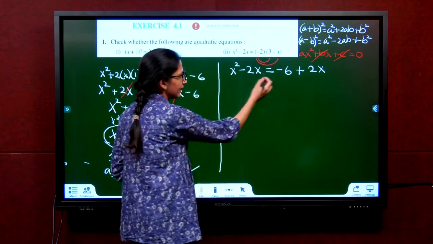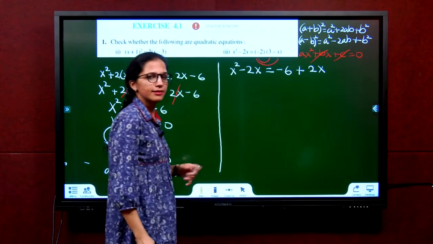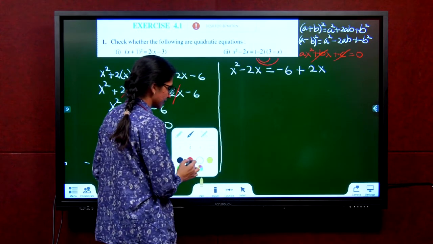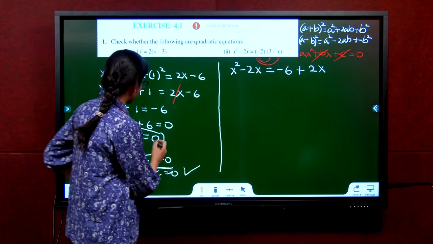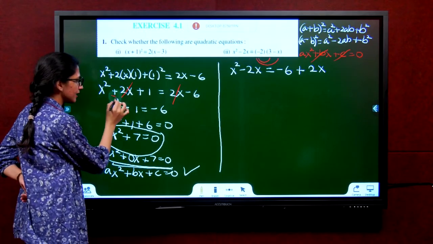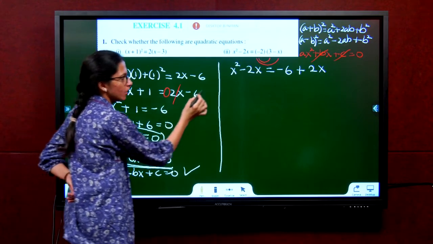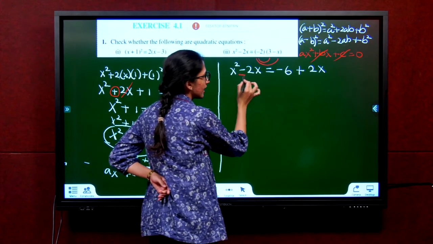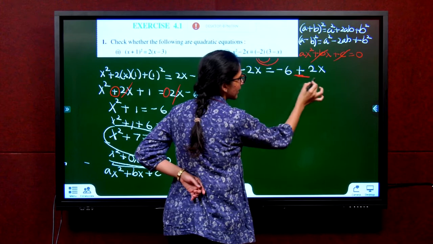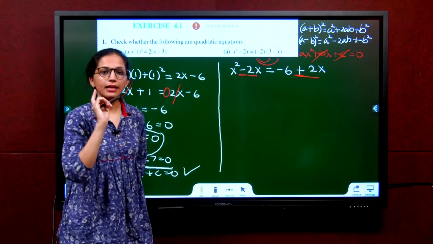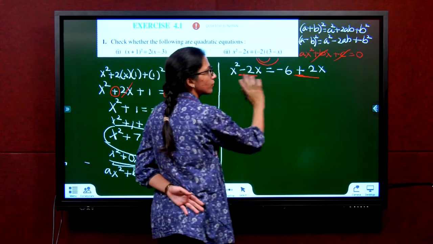Now, can I cancel minus 2x and plus 2x? Same term, no? No. Why can't you cancel? When I say same term, observe, here the sign is also the same. Here also it's plus. There is no negative sign. Look at the sign here. Negative sign, plus sign. Can you cancel? No. When I say same term, sign also has to be same. So you cannot cancel it.